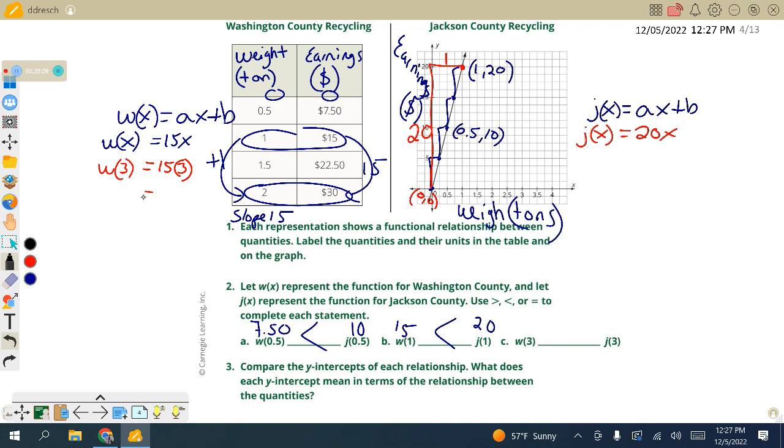15 times 3 is 45 bucks. And Jackson, what's 20 times 3? 60. So Jackson's giving us 60 bucks, right? So is Jackson still the better deal? Yes, it is. Okay. So all I'm going to do on my quiz and my test is have it look exactly like this.